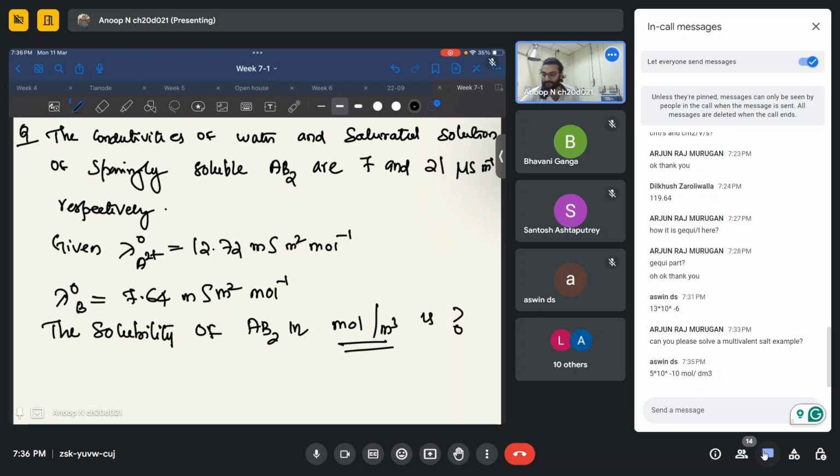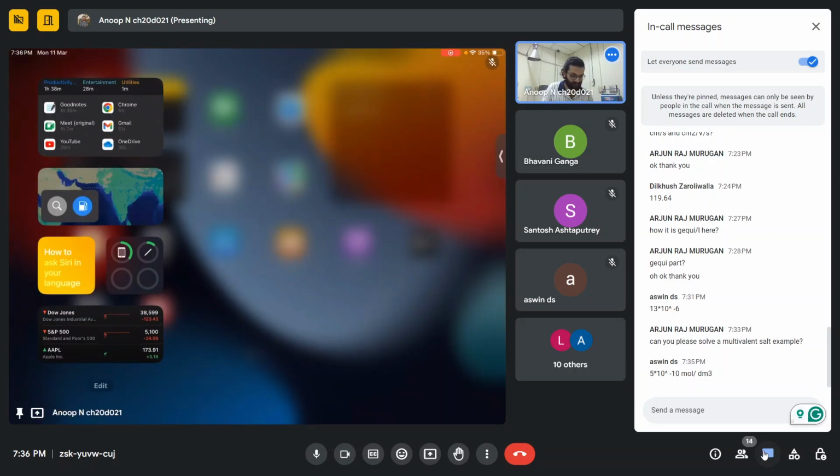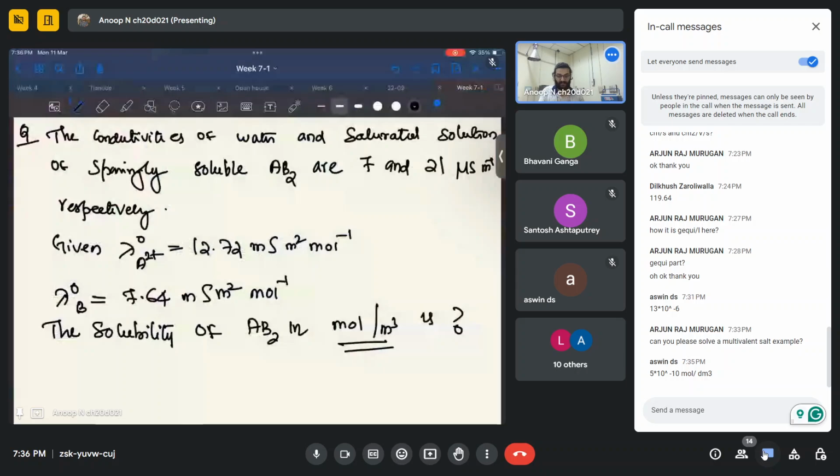Able to solve this? So what's the formula for solubility? Your answer is something different. Yeah, this is some type of multivalent salt only. Yeah, we have questions like that, don't worry.